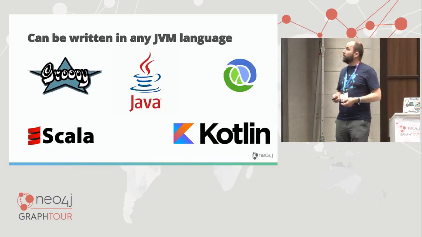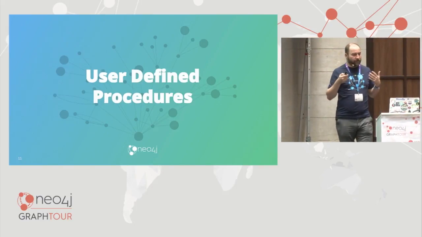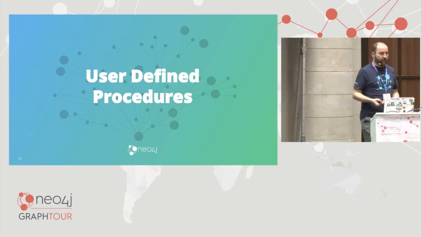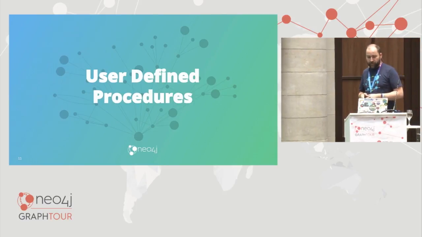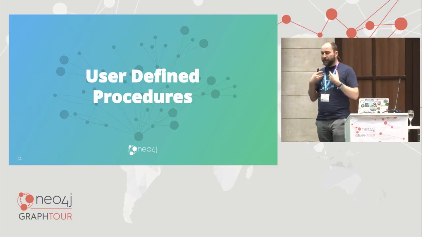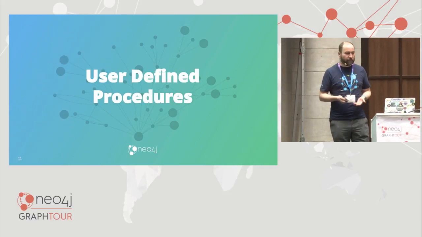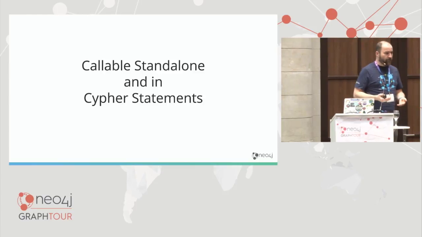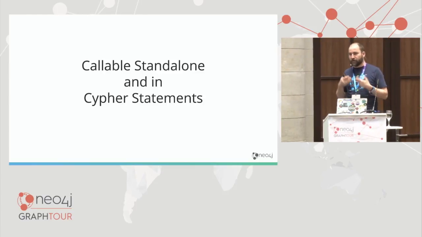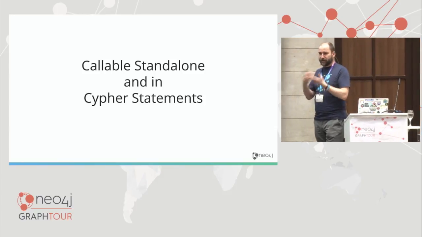So basically, those user-defined procedures and functions are a little bit of code annotated with a few annotations, and then Neo4j will pick them up and make them available as part of the Cypher language that you can run against Neo4j. So you can call them standalone, like you might have used in relational databases, where you have a standalone call for calling a procedure and it does something.